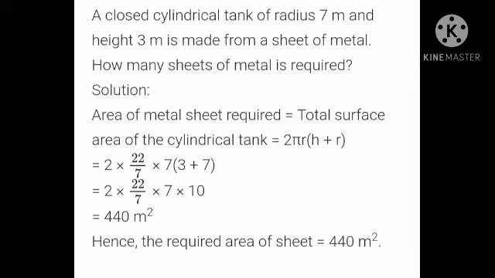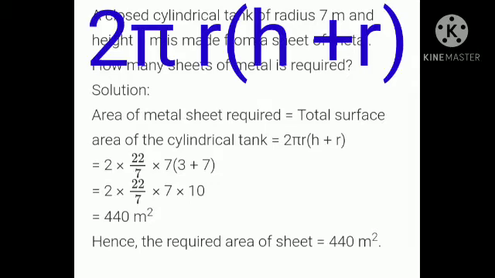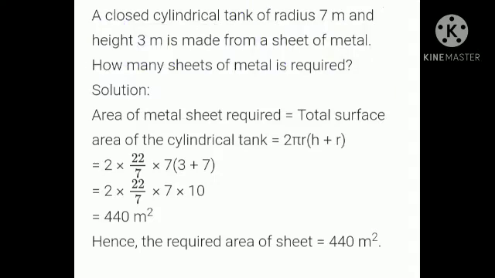What is the formula of TSA of a cylinder? 2 pi r into r plus h, or 2 pi r into h plus r. We can substitute the values. The value of pi is 22 by 7, radius is 7 meter and height is 3 meter. Substitute 2 into 22 by 7 into 7 into 10, we will get 440 meter square. That is the area of the sheet also.